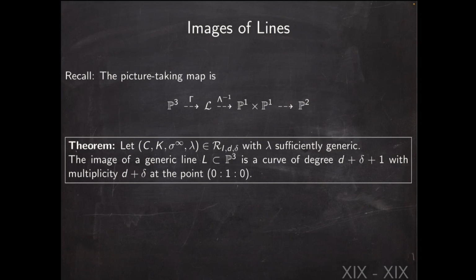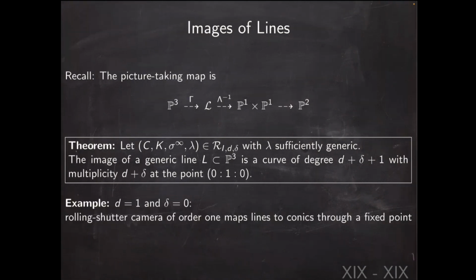But what's more interesting is that these curves have one very intense nodal singularity, namely at the point 0, 1, 0, which was the point where all the blue rolling shutter lines meet. That curve has a singularity of multiplicity D plus delta. That number tells you that it can also not have any other singular points. And in fact, it's a nodal type of singularity, as I said.